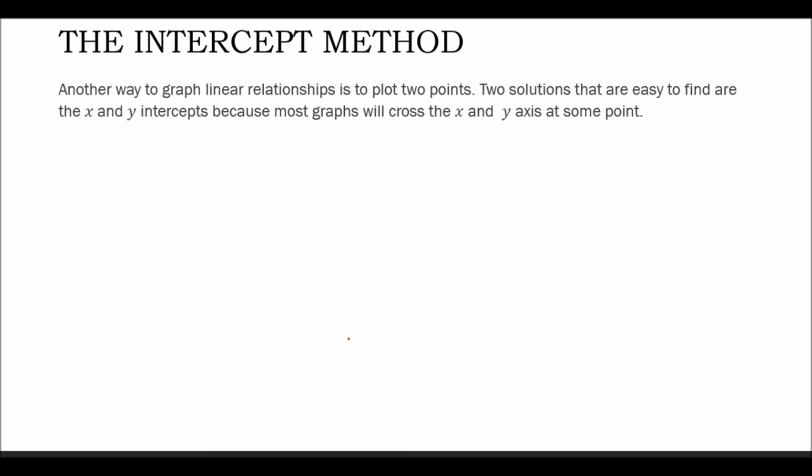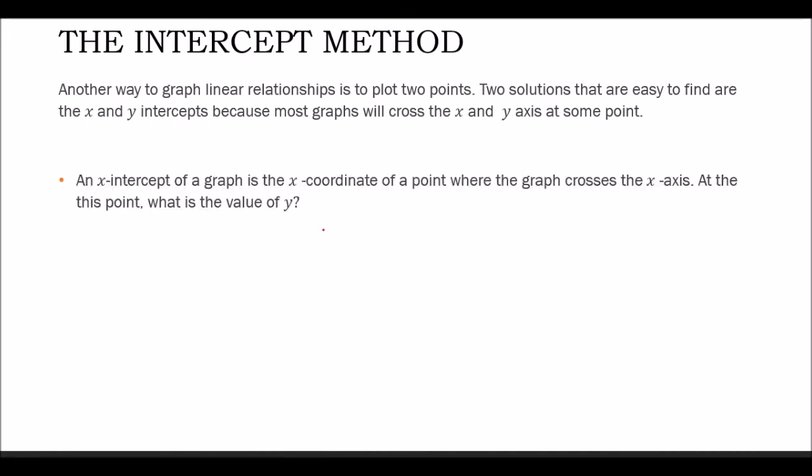The intercept method is another way to graph a linear relation that has 2 plot points. The two solutions that are easy to find are the x and the y-intercepts. So we're going to find the x and y-intercepts, because most graphs will definitely have an x and y-intercept at some point.